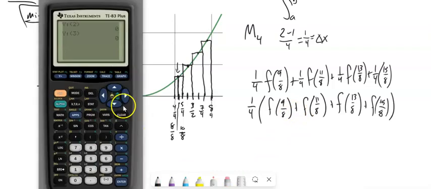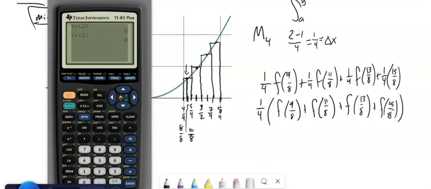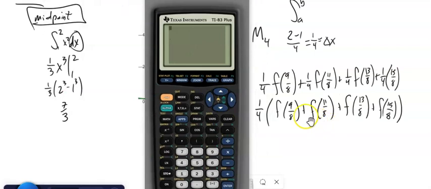So if I'm using the TI, I'm going to take this function x squared and put it into my y equals. So if I go to y equals, I'll say x squared. Now y1 is that function x squared. Quit out of here. And now what I'm going to do is take 1/4 times 9/8 plugged into that function.